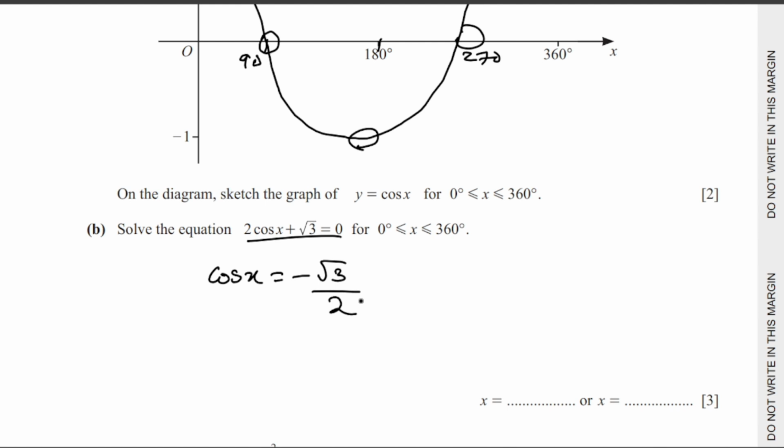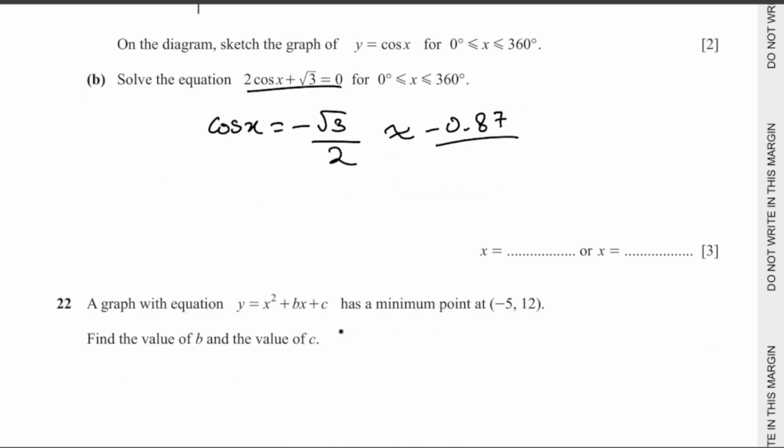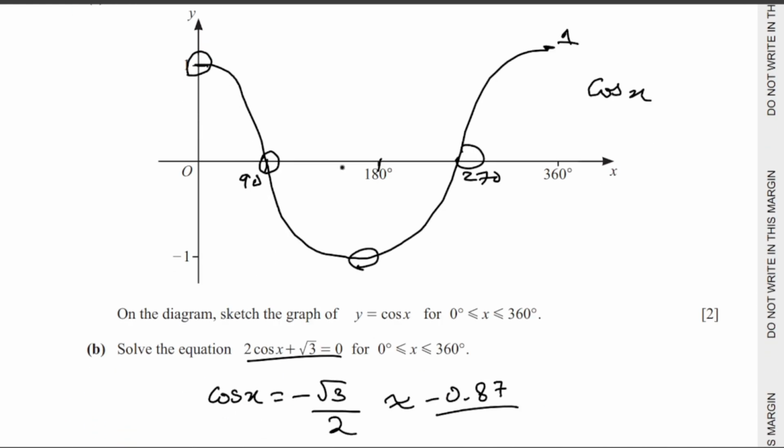Now, minus root 3 over 2 just equals around negative 0.87, right? You're going to have to memorize some of these exact trigonometric values, but it equals around negative 0.87. So what we have to do over here is go down to negative 0.87, which is right there, and make a straight line.